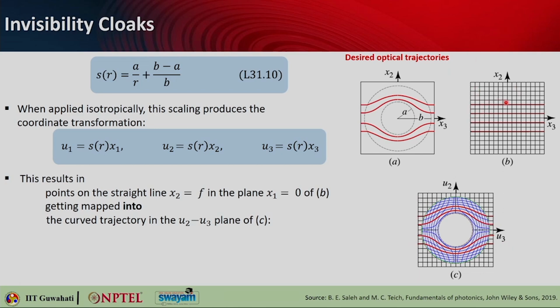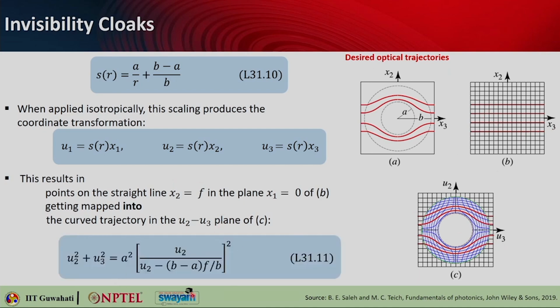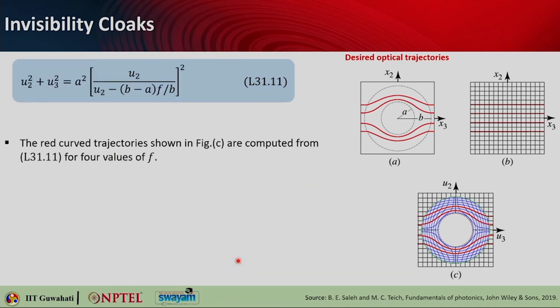So all these straight lines will now take these particular curved trajectories. Okay. So this one you can think of like this, going around. The top one you can think of like this because of this transformation. So you can also write u2 square plus u3 square equals a square u2 over (u2 minus b minus a) times (f by b) whole square. Okay. So this is the trajectory that you are seeing here.